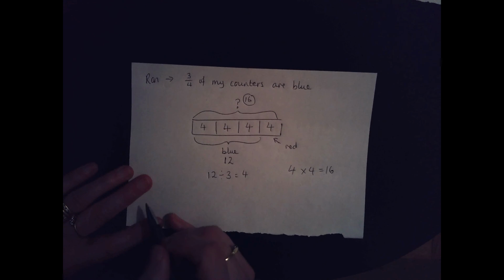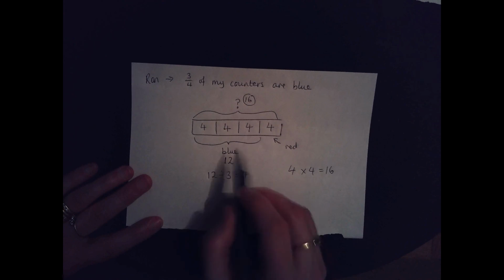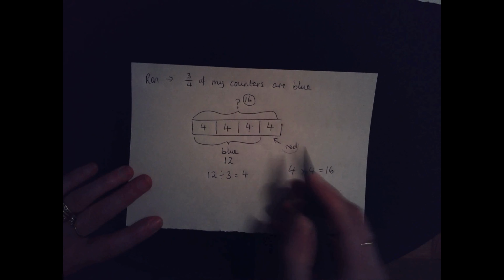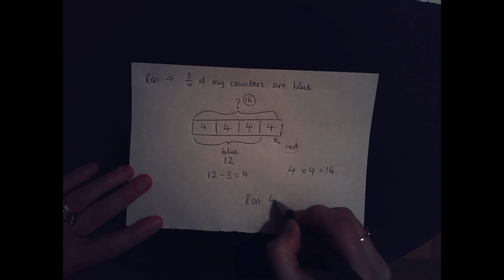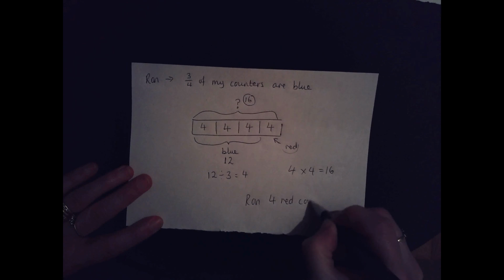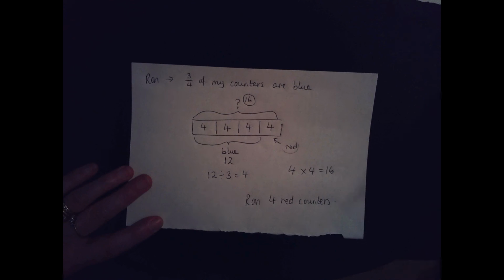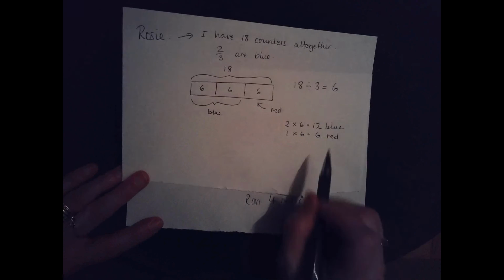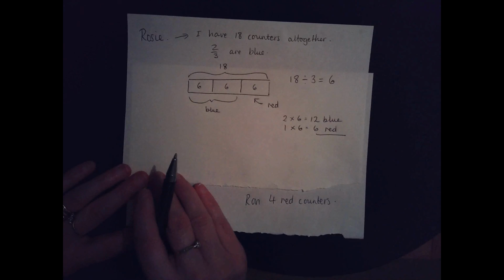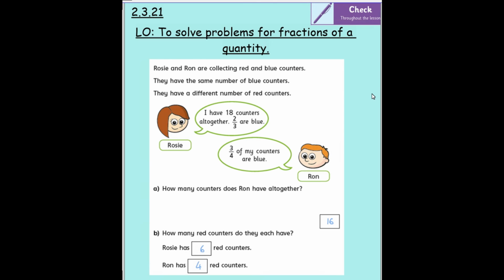And it also asks how many red counters they have. Now you can see here is red. So Ron has 4 red counters and Rosie has 6 red counters. So Ron has 16 counters altogether, Rosie has 6 red counters and Ron has 4 red counters. Well done.